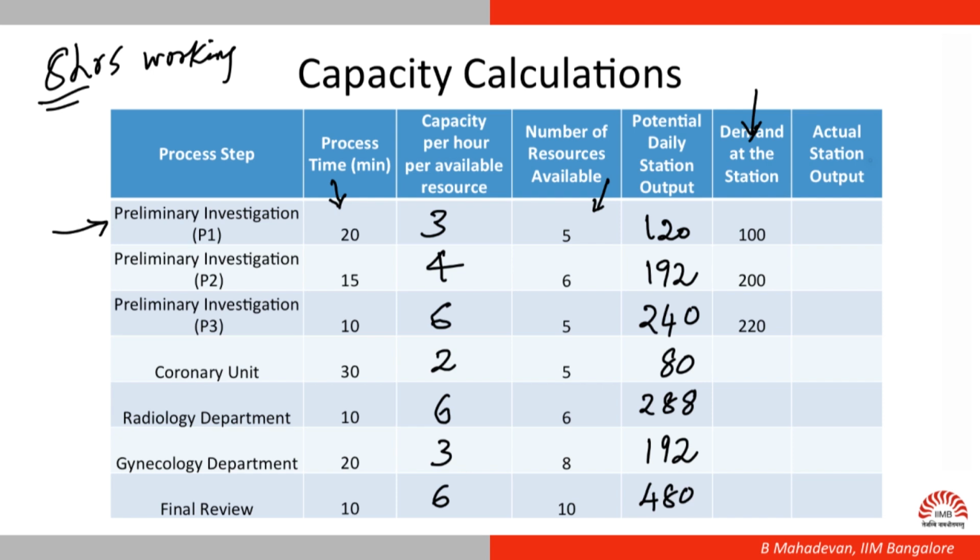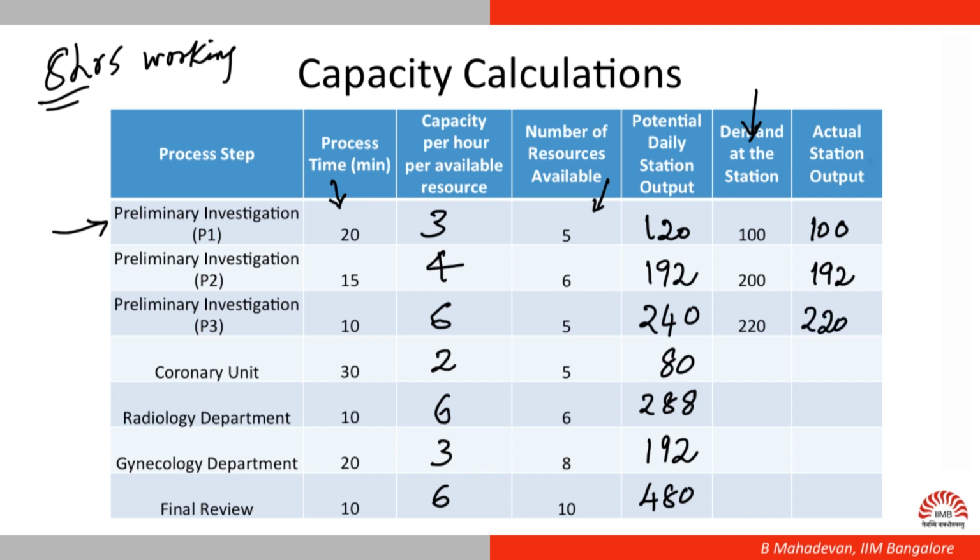Let us find out what is the actual output. Remember, the demand at this station is 100 and it can produce 120. So, the actual output will be the minimum of the 2, which turns out to be 100. In the second case, the minimum of 192 and 200 happens to be 192. Therefore, the actual output will be 192. In the third, the minimum of these two happens to be 220.